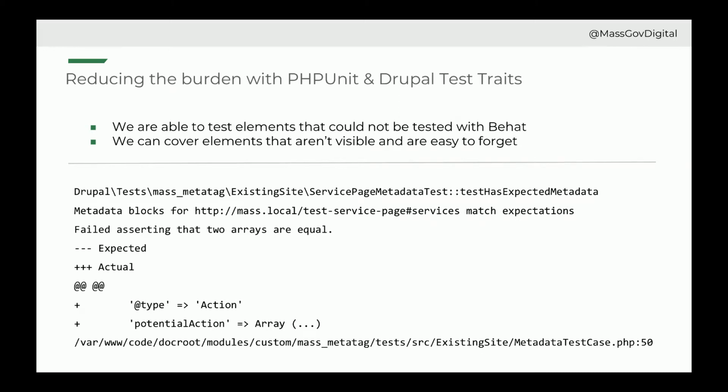A great story behind PHPUnit and Drupal Test Traits was, I don't know if you all remember, two weeks ago, the core security update that was like major. If you had Drupal 8, you better be on call. Yeah. Okay. So PHPUnit saved us. And that's because we had to update our meta tags module. We have some custom modules, and one of them happened to be the meta tag. PHPUnit caught it, saying that your meta tags aren't showing on this page anymore. You need to fix this before you deploy it to production.